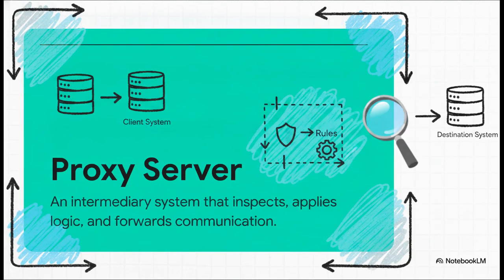And that brings us to our formal definition. A proxy server is an intermediary system that sits right smack in the middle of two communicating entities. Its job is incredibly specific and absolutely vital. It receives a request, inspects it, applies a strict set of logical rules, and then forwards that communication on behalf of another system. It's literally the ultimate communication middle layer, deciding exactly what happens to networking traffic.